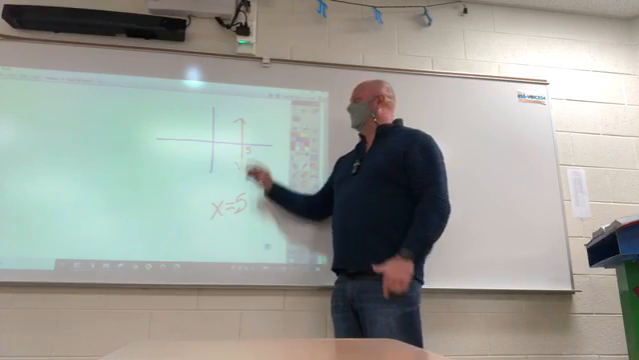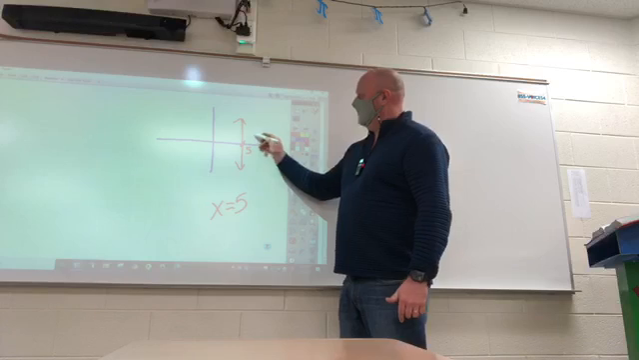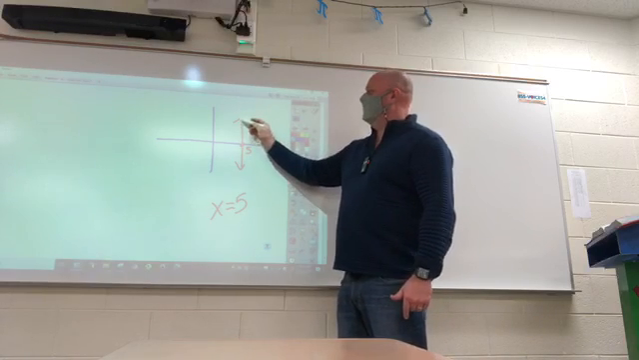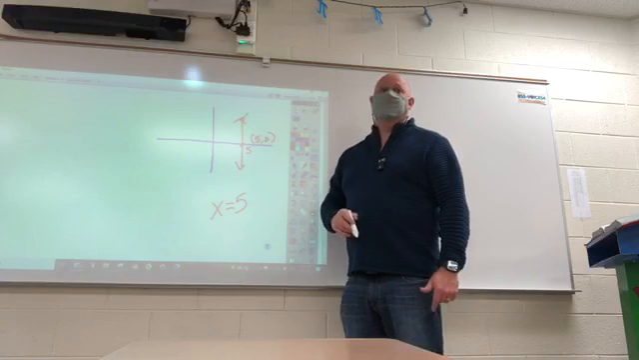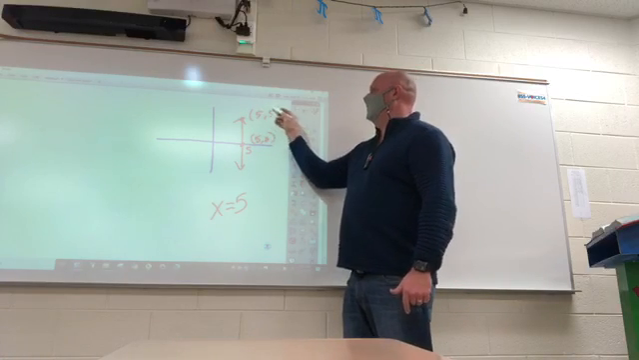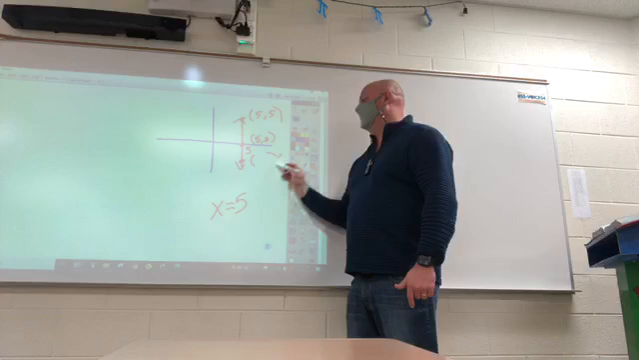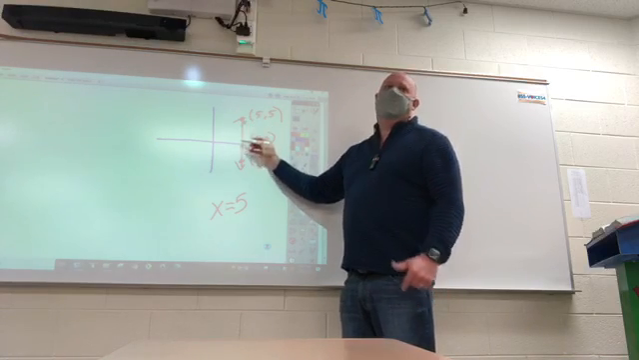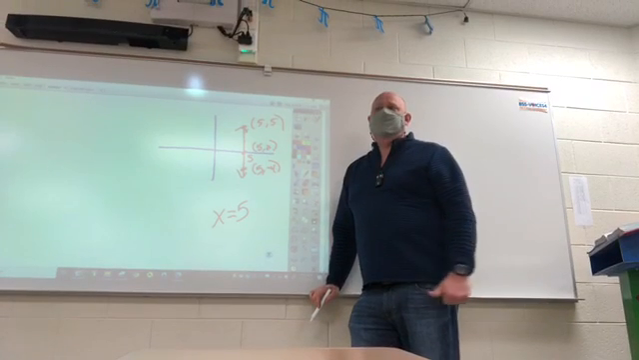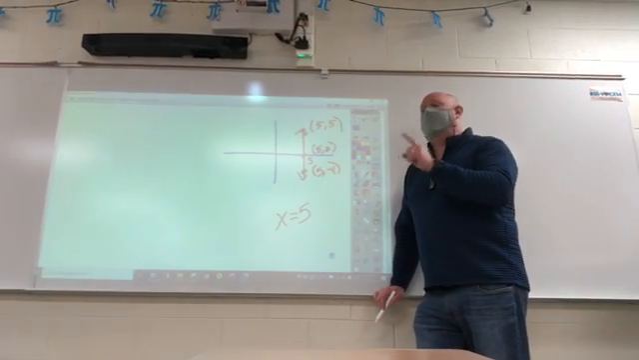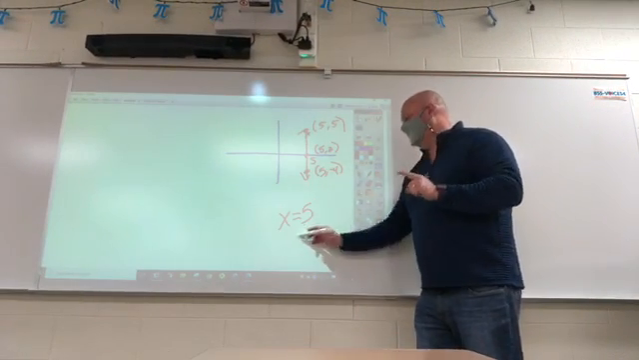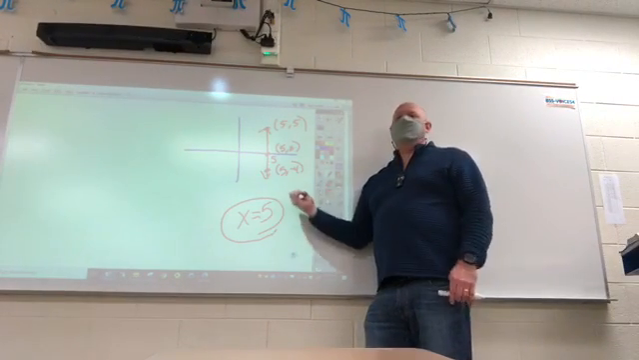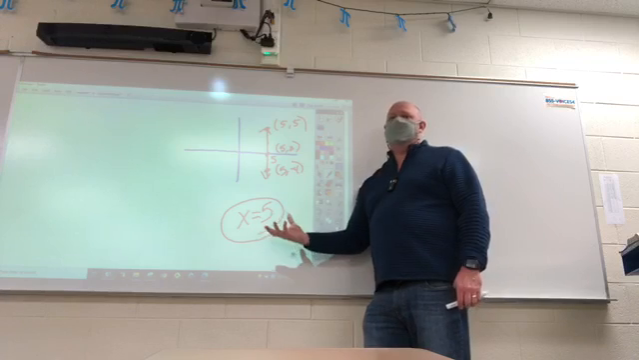And the reason it's x equals 5: the coordinates of that point are 5, 0, right? What do you think the coordinates of that point might be? 5, 5? What about this point right here? 5, negative 4? No matter where you are on that line, what do they have in common? Where do they have 5? In the x, right? All vertical lines will be x equals 5, x equals 6, x equals negative 2.